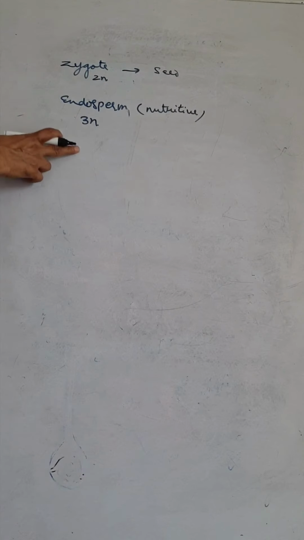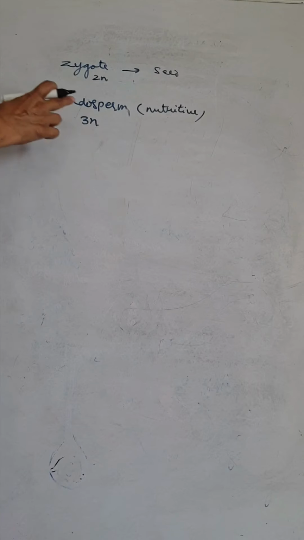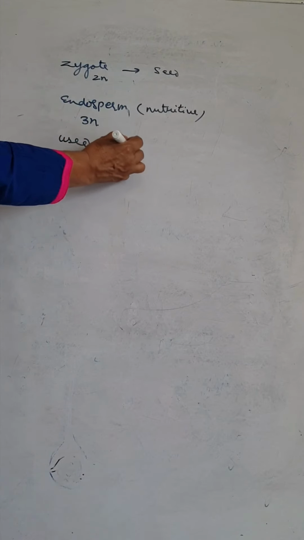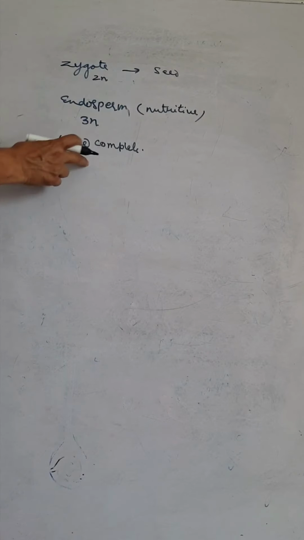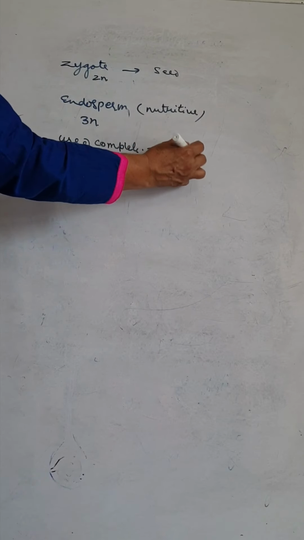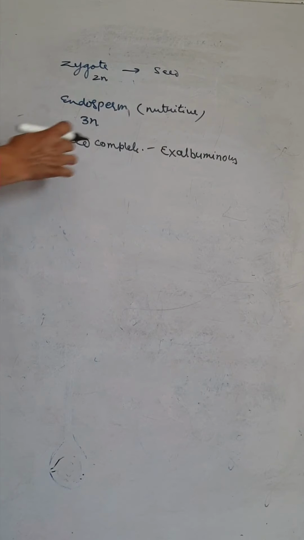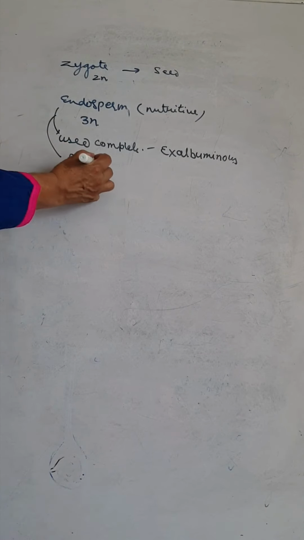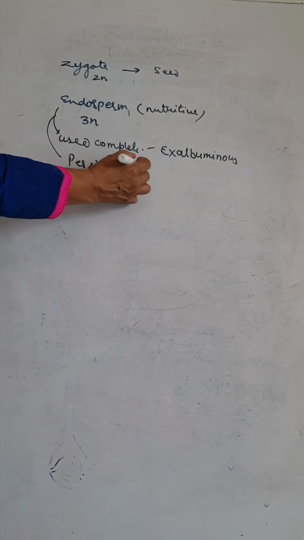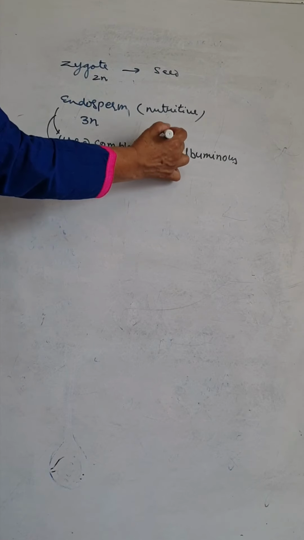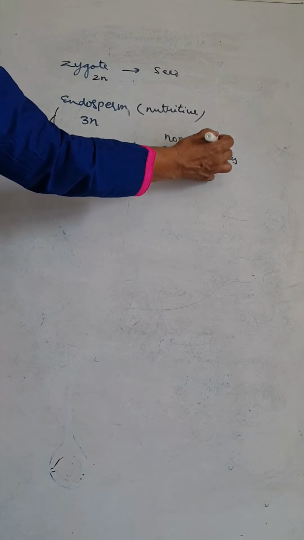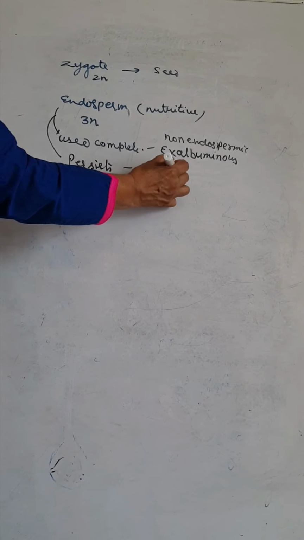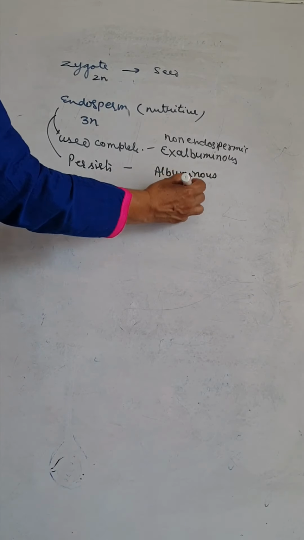If the endosperm is used completely up to the embryo formation, the seed is called exalbuminous, or non-endospermic. And if the endosperm persists, it is called albuminous, or an endospermic seed.